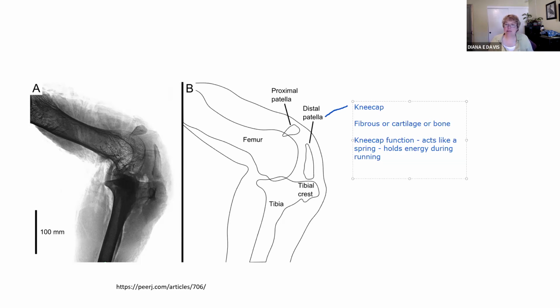And my example, this drawing, is an ostrich. So this is an ostrich knee, and they actually have two patella. And this is probably a big part of why they can run so fast. And I'm probably the only person who cares about this, but I do think it's pretty cool. But I think ostriches are pretty cool too.